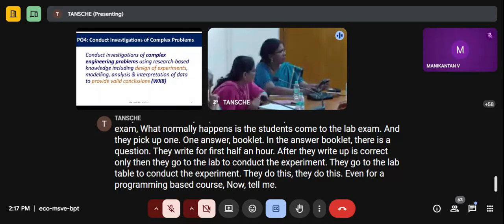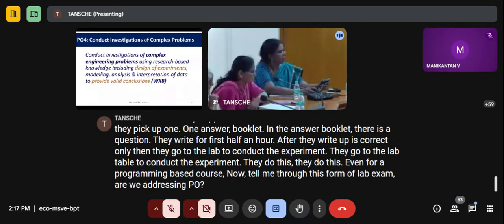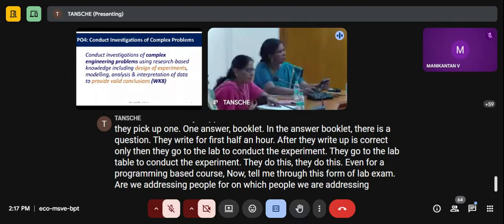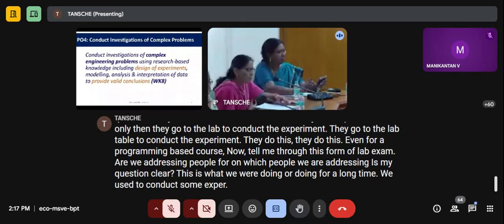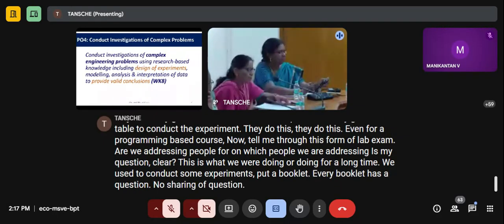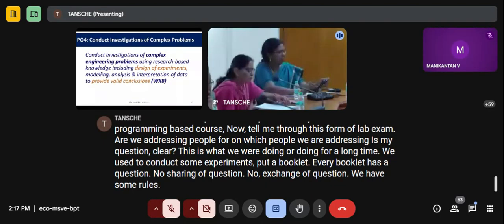Now tell me, through this form of lab exam, are we addressing PO4? Or which PO are we addressing? Is my question clear? This is what we were doing for a long time. We used to conduct some experiments and give a booklet. Every booklet has a question, no sharing of questions, no exchange of questions. We have some rules for the exam conduction.